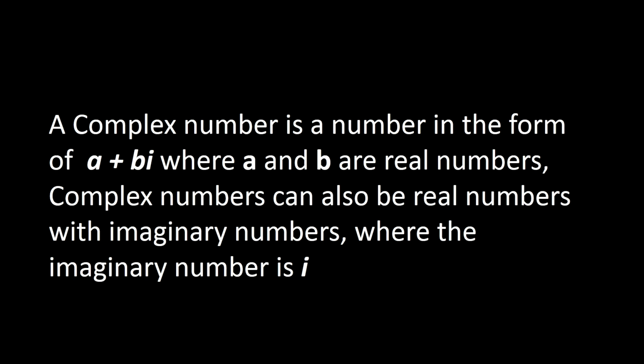What is a complex number? A complex number is a number in the form of a plus bi, where a and b are real numbers. Complex numbers can also be real numbers with imaginary numbers, where the imaginary number is i. So let me explain it further.